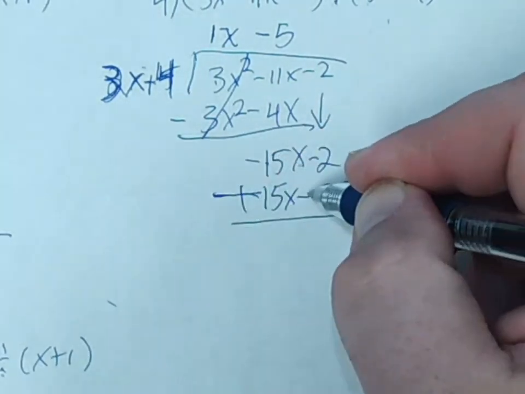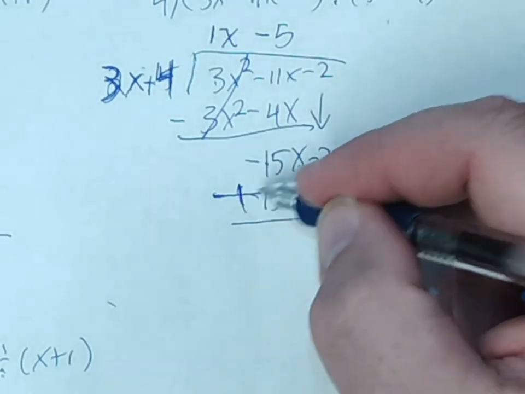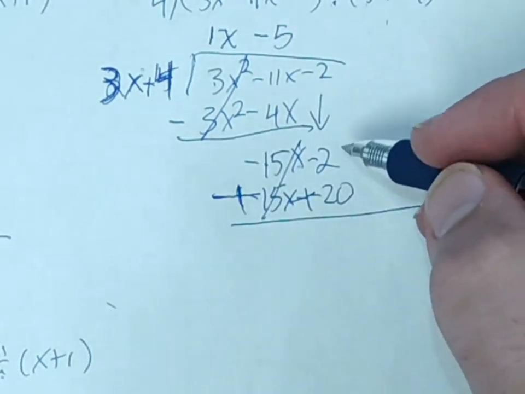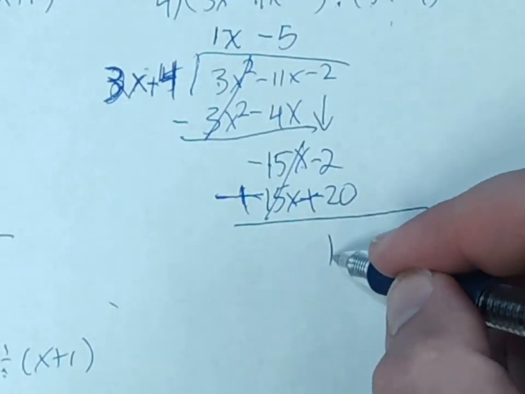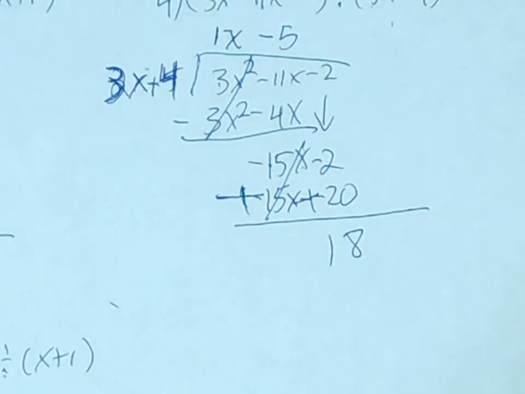2 negatives make a positive. Negative 15x plus 15x is 0. Now look at this. Negative 2 plus 20 is 18. Uh-oh. I don't have anything else to bring down.